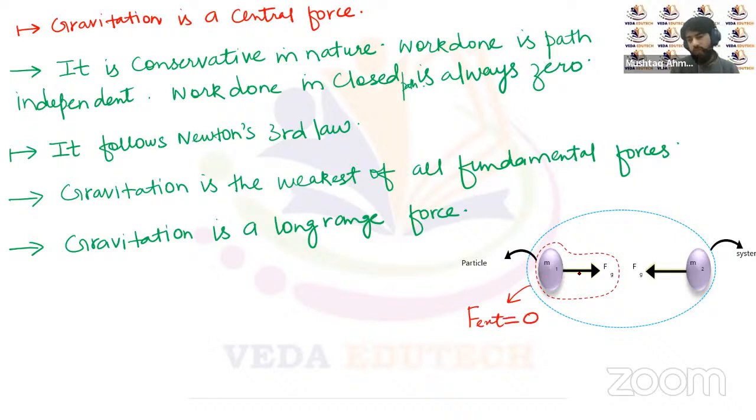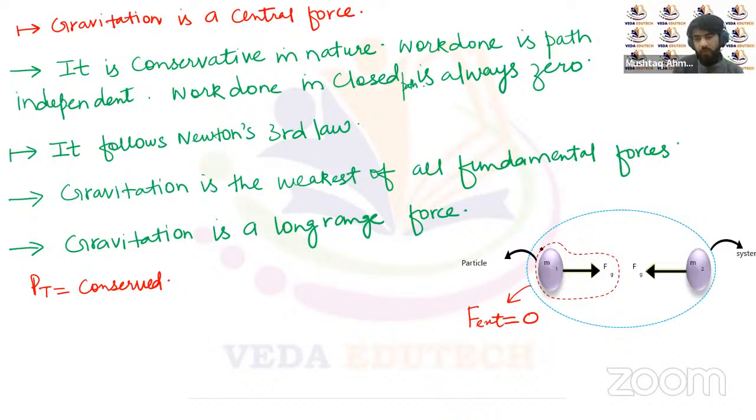Because if we take these two bodies as a system in a vacuum, they will attract each other. M1 will move towards M2 and M2 will move towards M1. But both these bodies as a system will have no external force, or we can say the total momentum will be conserved here. So P total, that's momentum, will be conserved.